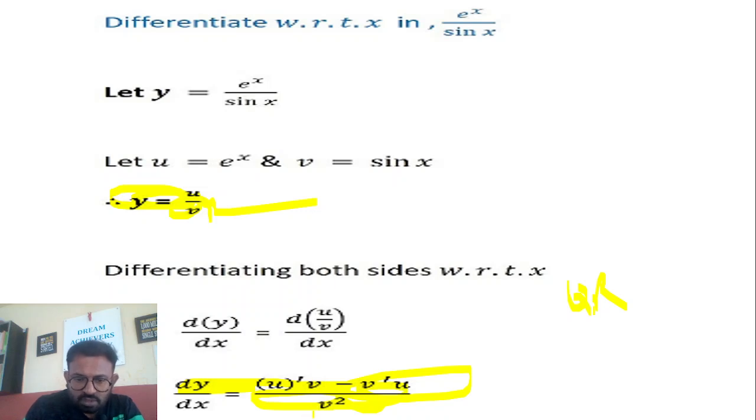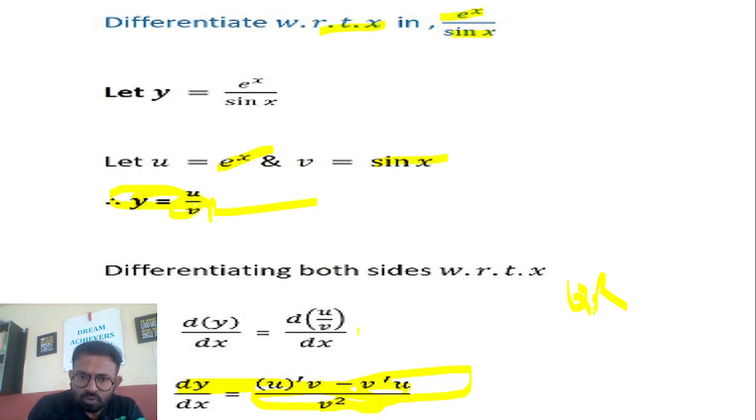The quotient rule is a formula with the denominator square, that means v square, and first we differentiate the numerator and keep the denominator as it is, minus differentiation of denominator into numerator, which we keep as it is. For example, here they have given the function e power x by sin x, to differentiate with respect to x. This is in the form of u by v. Let me consider u as e power x and v as sin x.